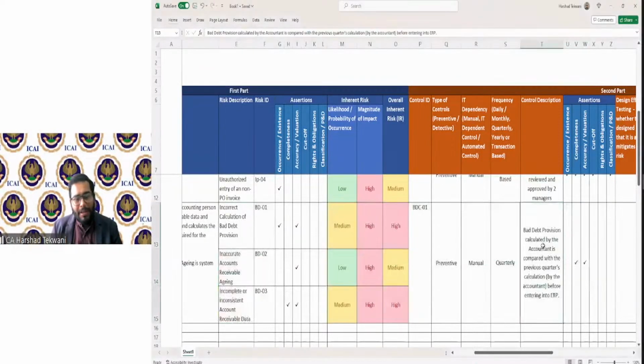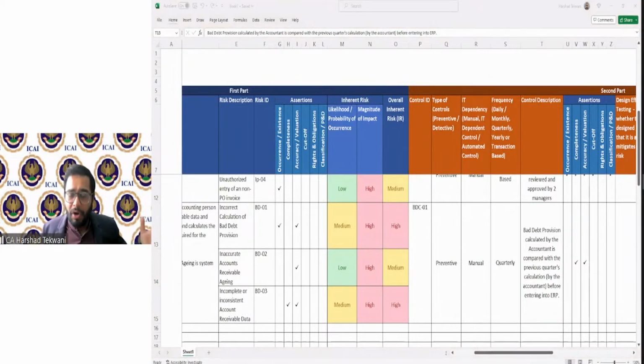So I'll tell you one problem with this control. What if the previous year quarter's calculation was also wrong? You are comparing wrong with wrong and you are saying it is right. It will happen. Let's say, for example, previous year quarter's calculation was wrong. Now you prepared the calculation on the similar line, which is also wrong. But when you compare with the previous year quarter, you find, okay, this is in line with previous year quarter, means it is right. So when you are comparing wrong with wrong, you are thinking it is right. I don't think that control is sufficient enough to mitigate the risk.